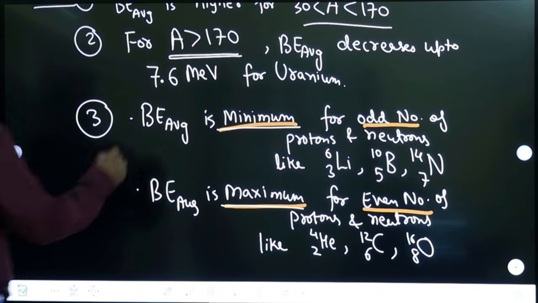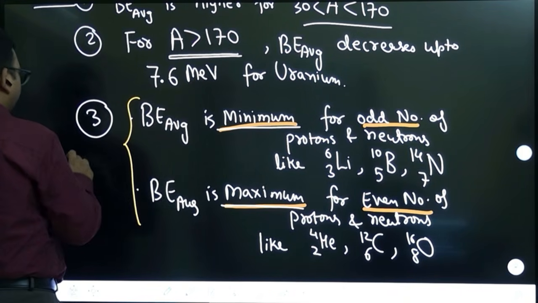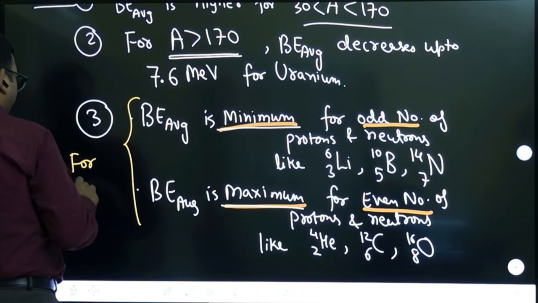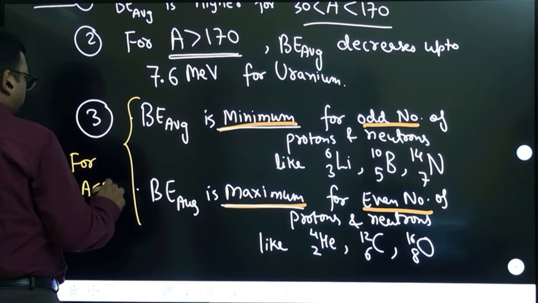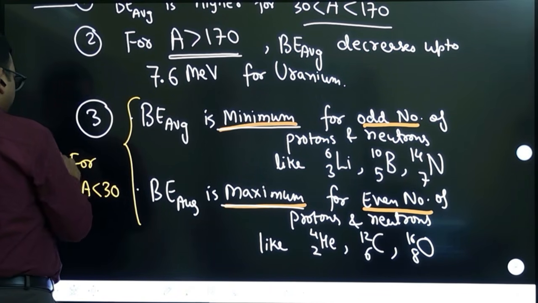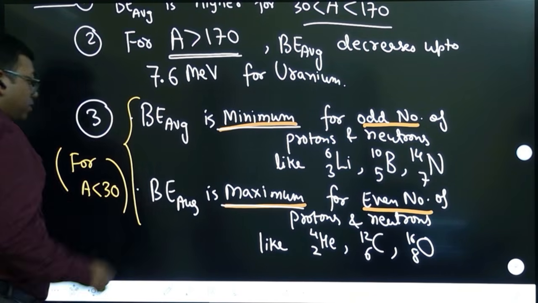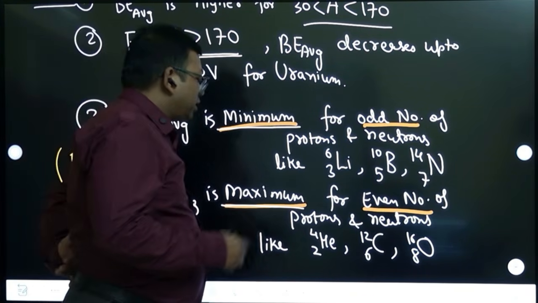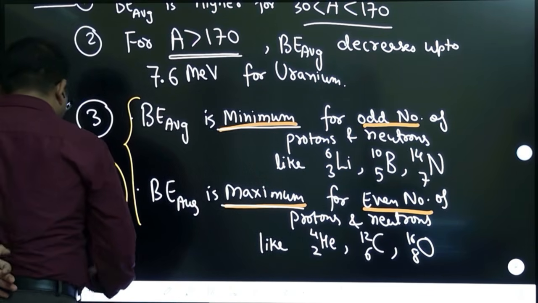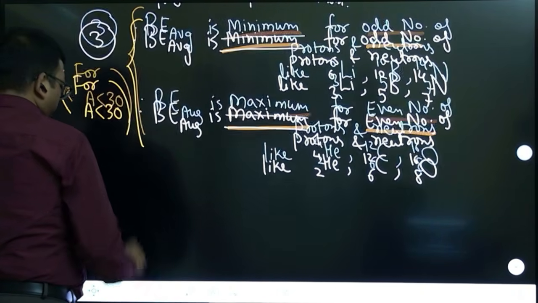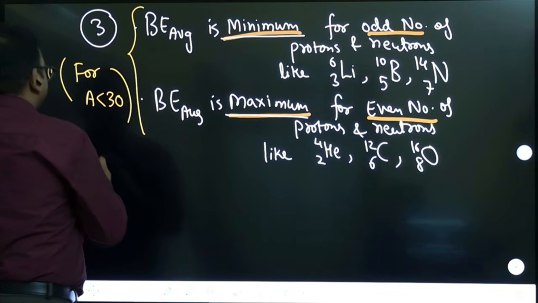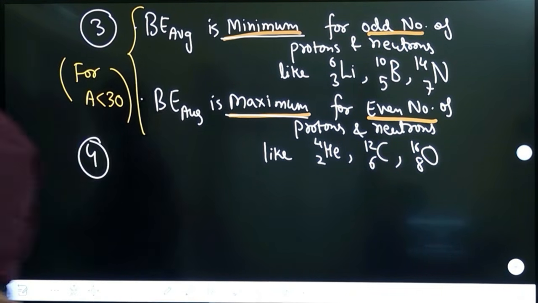Okay, so I think this effect is for smaller values, for A less than 30. This idea is for less than this. What about if it is greater? That means the higher side. That also we have to note.